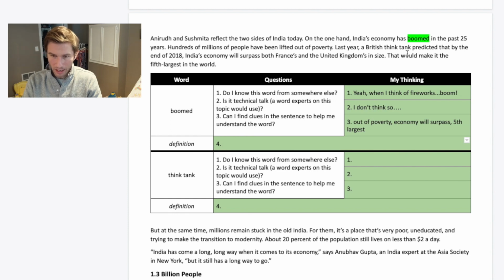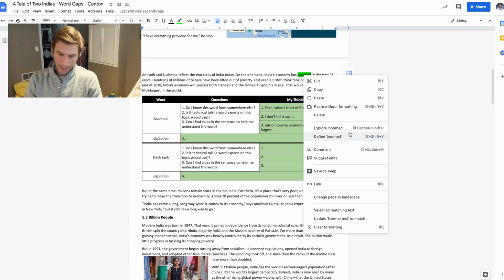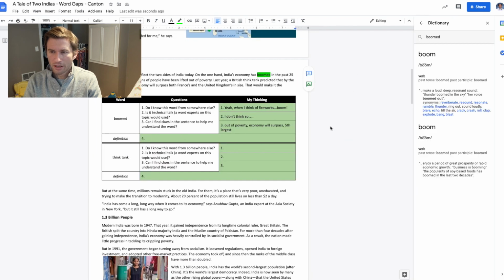And to do that, again, you can just double click the word and then you can right click on it and I can define it right here in Google. How handy is that? We don't even need to take out our trusty handy dictionary off the bookshelf, which is good because I'm in my dirty basement and there's no handy bookshelf down here. But if I click define boomed, and then it brings up my definitions here.